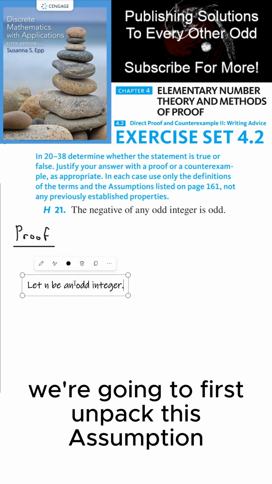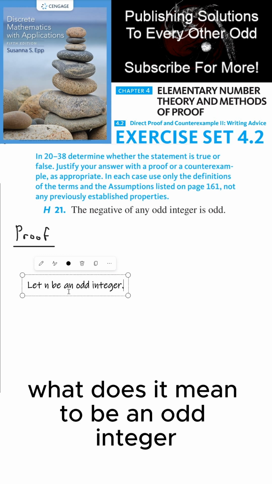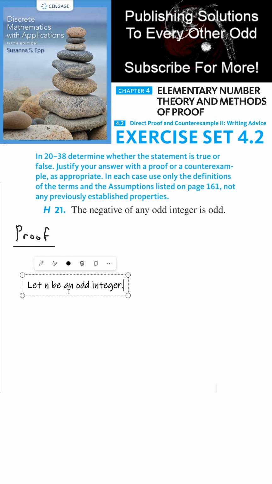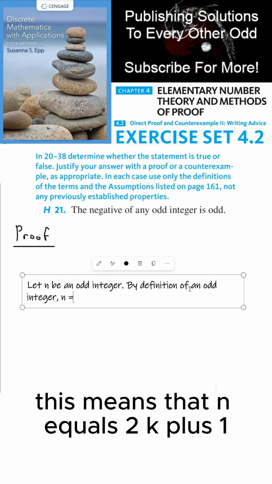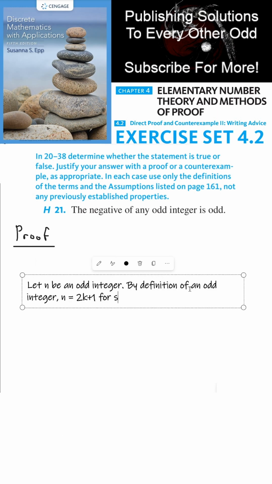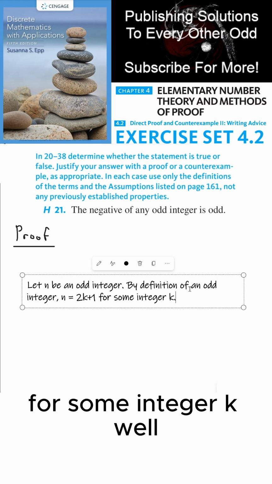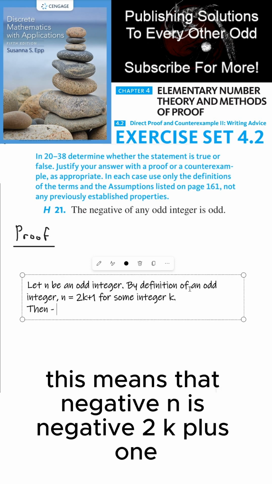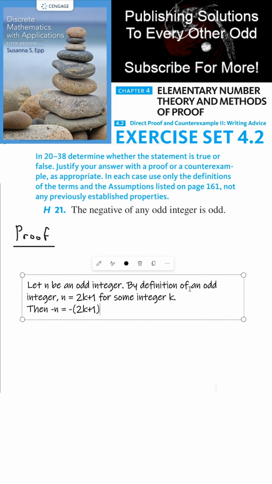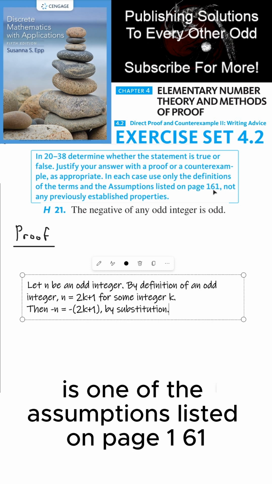So to do that, we're going to first unpack this assumption. What does it mean to be an odd integer? Well, according to the definition, this means that n equals 2k plus 1 for some integer k. Well, this means that -n is -(2k plus 1), and that's by substitution. Substitution is one of the assumptions listed on page 161.